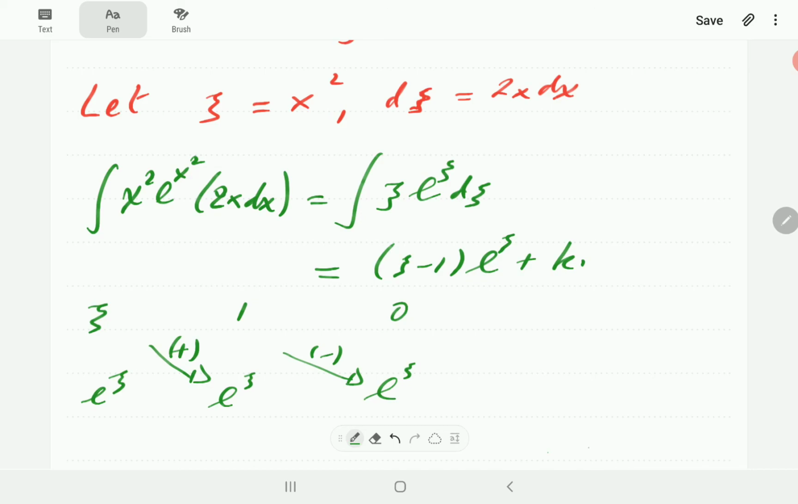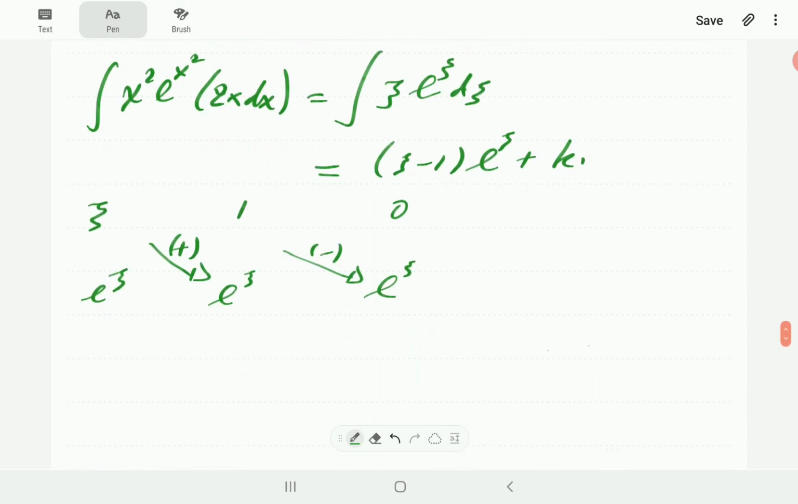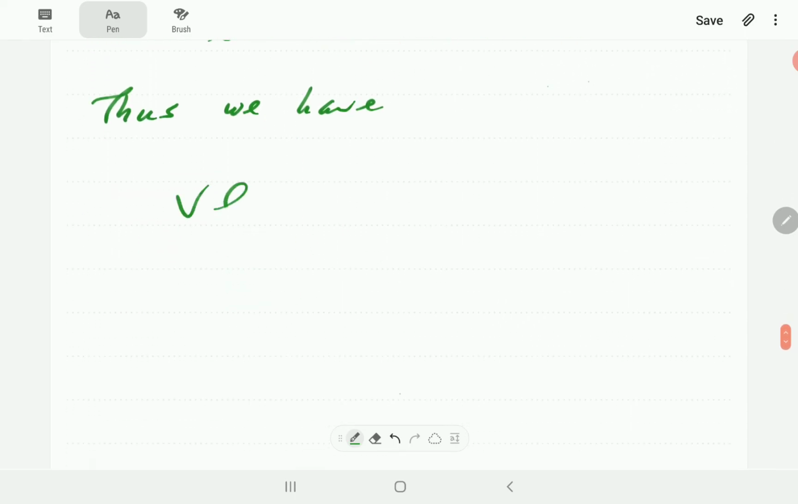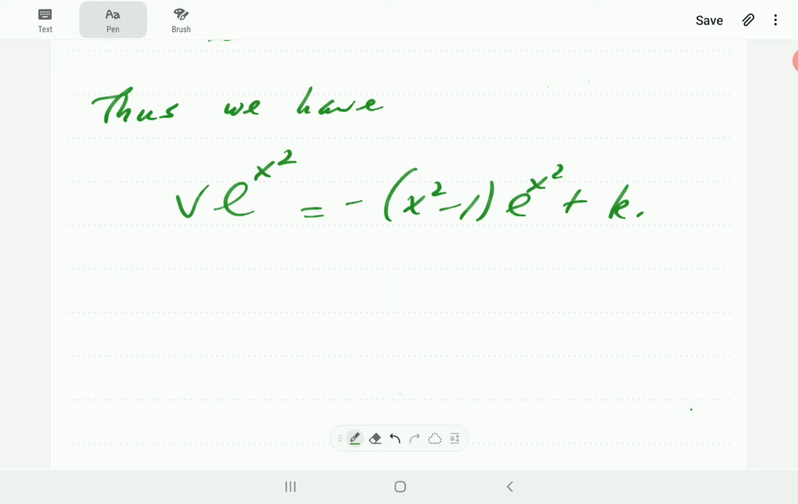But then xi is x squared. So we're going to substitute back. Thus we have v e to the x squared equal negative x squared minus 1 e to the x squared plus a constant. And then v is going to be 1 minus x squared plus k e to the minus x squared.